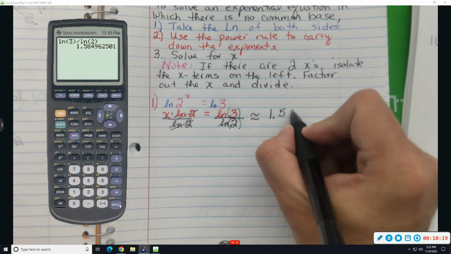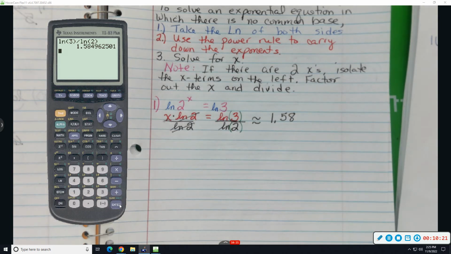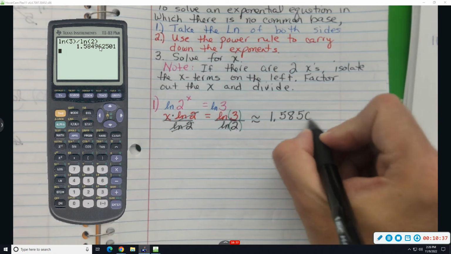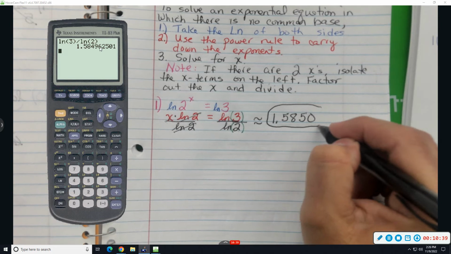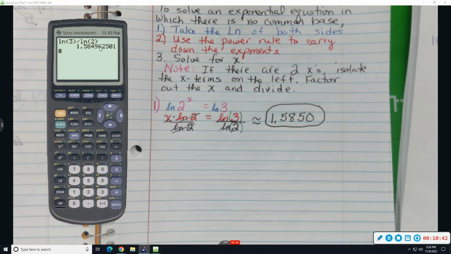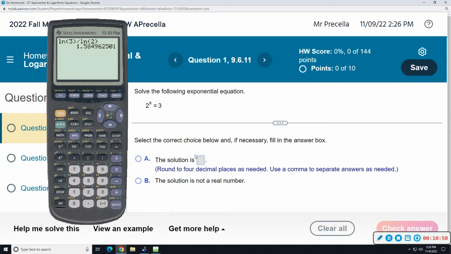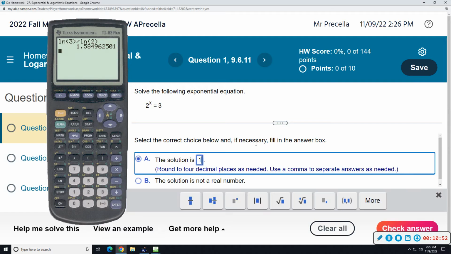1.58, then 496. So we want 4 digits. Am I going to leave this at 40 or make it a 50? Yeah, 50. If the digit after the 9 is 5 or bigger, you round it up. So 1.5850. Who would have guessed? 2 to the 1.5850 power equals 3.